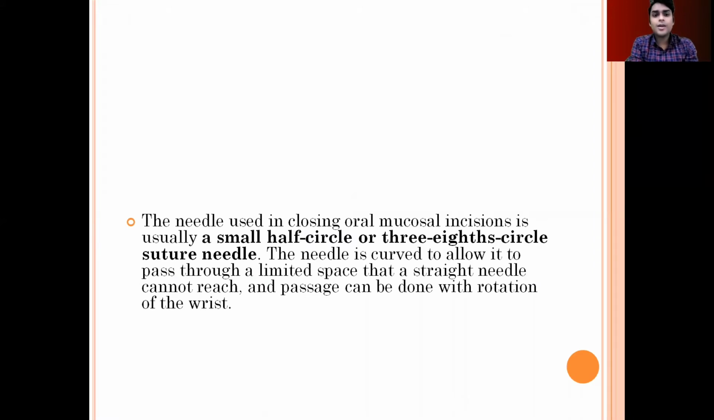For the oral and maxillofacial surgeons, as well as doctors who work on the oral cavity, for the closure of oral mucosal incisions, it is usually the small half circle or the 3/8 circle suture needle that is used. The advantages include that this needle is curved, and it allows it to pass through a limited space that a straight needle cannot reach. And this passage can be done with the rotation of the wrist.